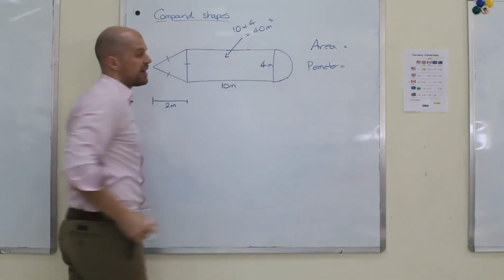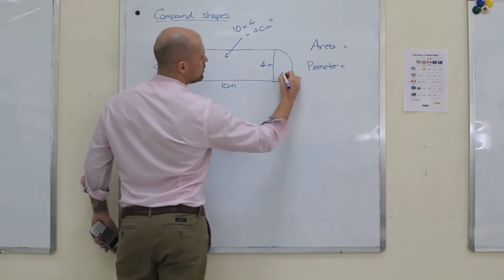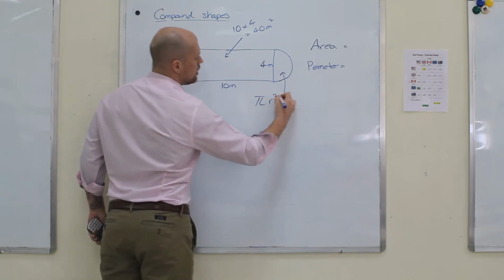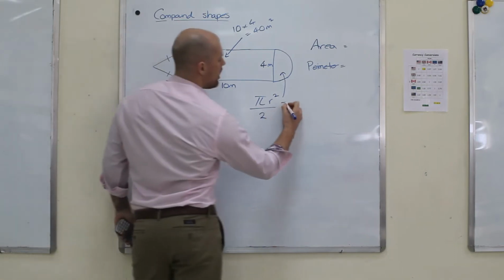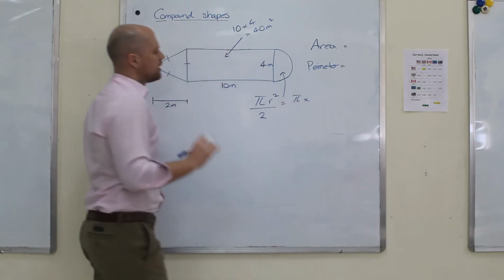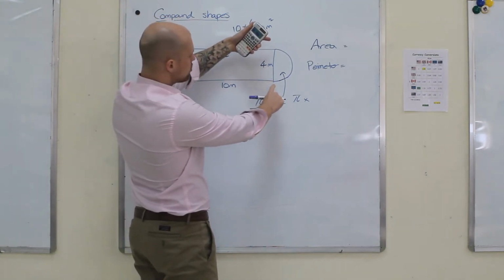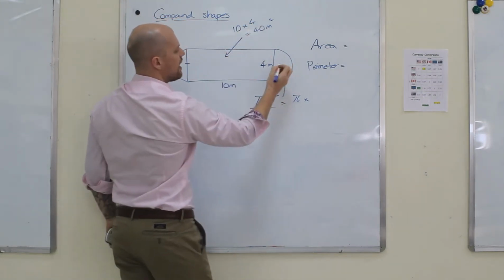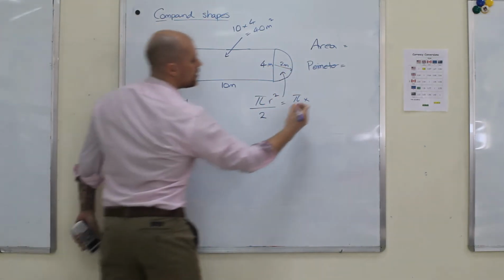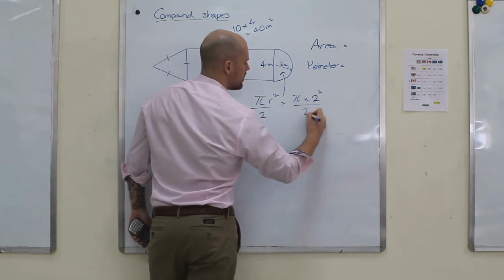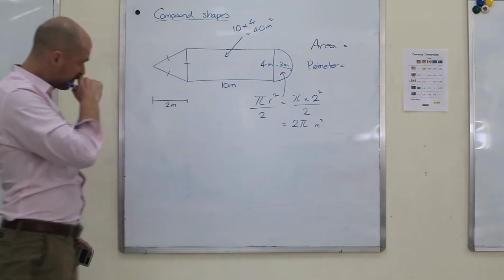So the rectangle, base times height, 10 times 4 is 40. Don't forget your units. The semicircle is the area of a circle, which is pi r squared, and then we divide that by 2. So we would get pi times, if you're slightly careful here, the diameter is 4, and therefore the radius is 2. This length here, that is 2 meters. So we do pi times 2 squared divided by 2, or 2 pi, again, meters squared.